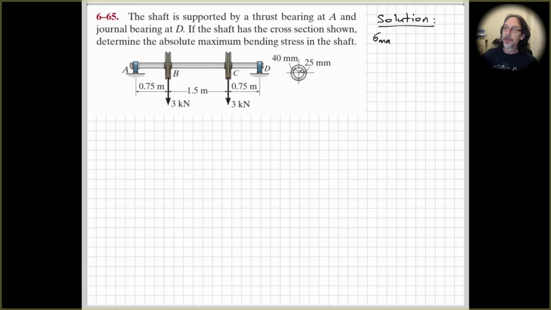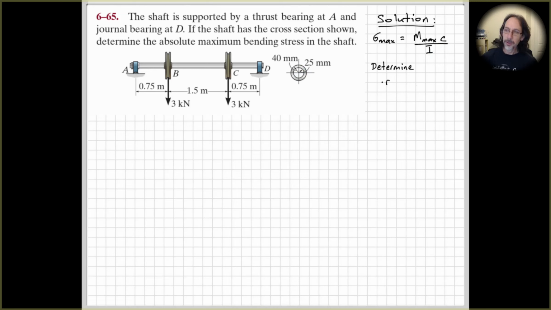So first step is, let's just write down the equation that we need to use. If we're looking at the shaft in bending, then we can use our beam flexure formula. The maximum stress is the maximum bending moment that occurs in the beam, or in this case the shaft, times the distance from the centroid to the outer fibre, divided by the cross-sectional moment of inertia.